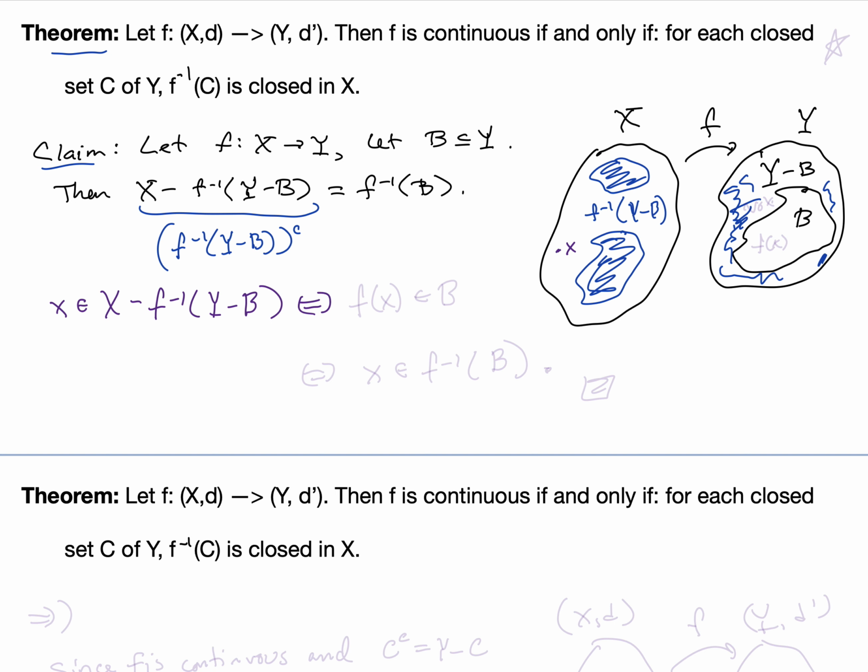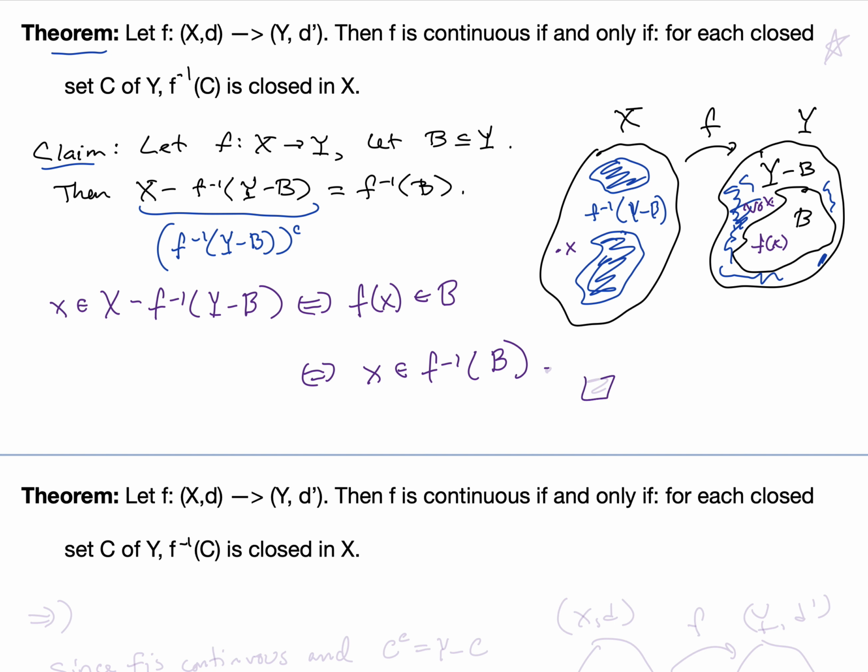If and only if, well, where could x go? So x can't go out here because we've said that x is not an element of Y minus B, so no. That means the only other place for it to go, if it's not going in B complement, then it must go in B. So f of x must be an element of B. So if and only if f of x is an element of B, and that's true if and only if x is an element of f inverse of B.